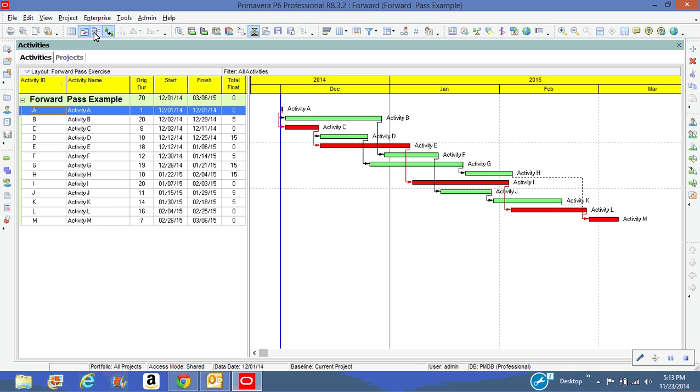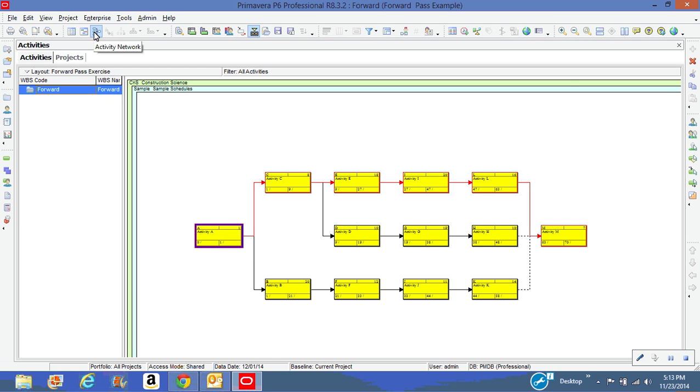There's actually something called the activity network in Primavera. And it looks like this. And in today's lesson, that's actually what we're going to use because it's easier to follow. Without the time scale, everything is spread out much better. The relationship lines are easier to see.